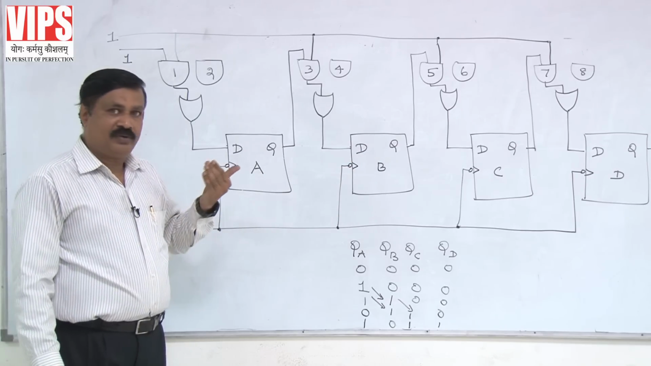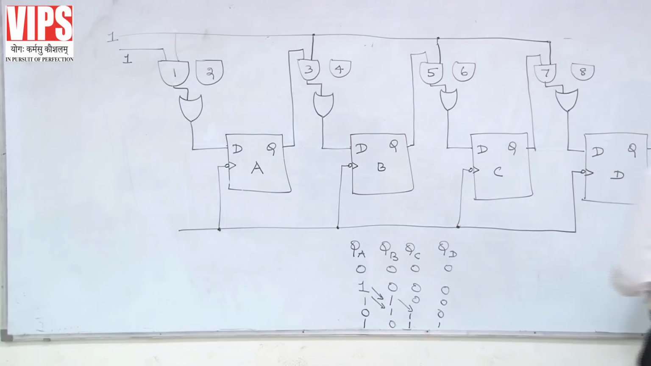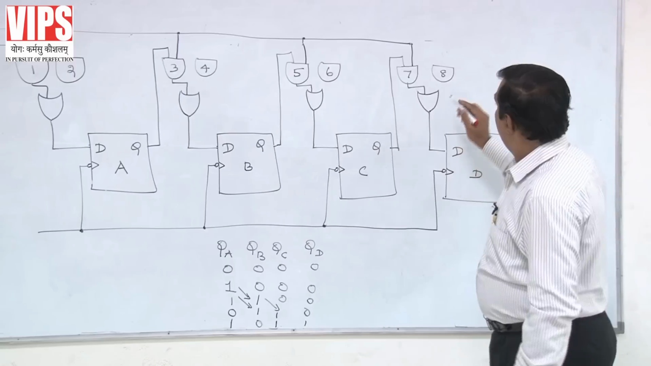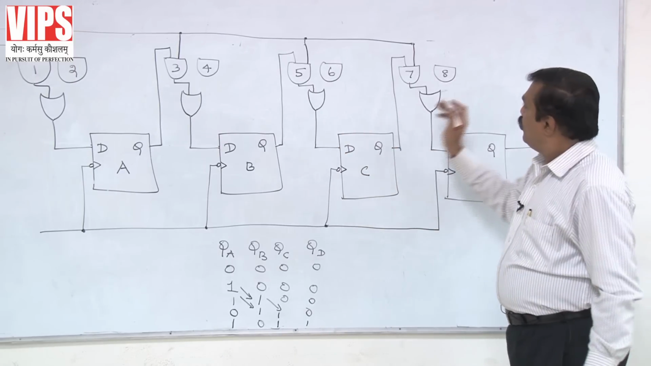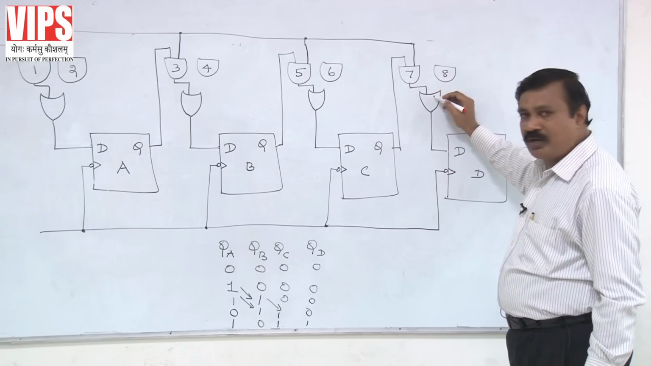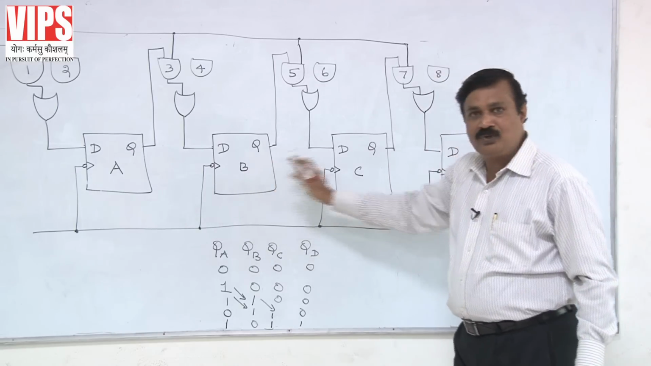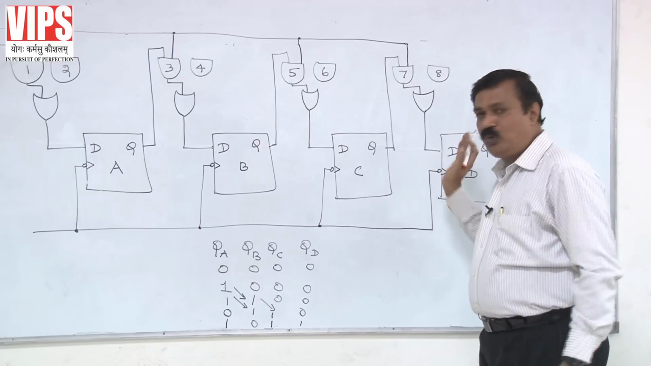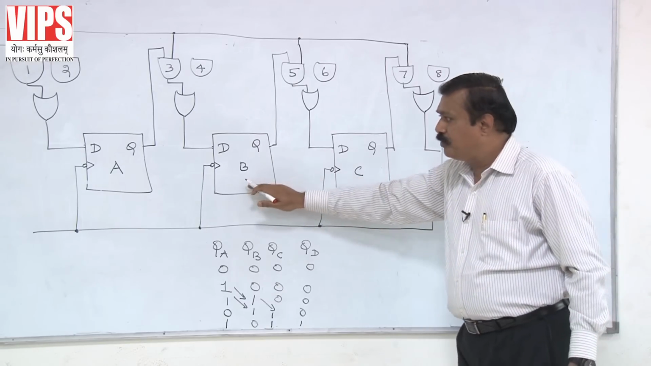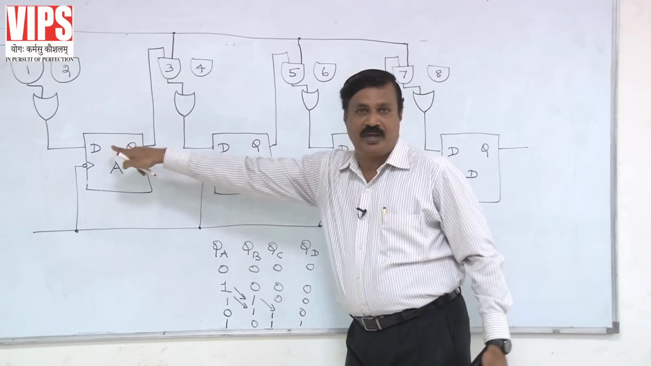Now we have to draw for right to left shift. For clear understanding, I will use a red pen for right to left. Now, what we have done: all the inputs are given to the AND gate, and it goes to the OR gate and to the D. For left to right, we have followed A to B, B to C, C to D. Now for right to left, we have to move from D to C, C to B, again B to A. You can get the output at QA.